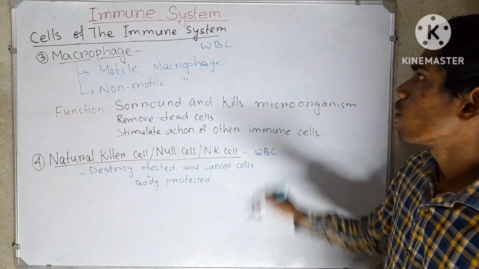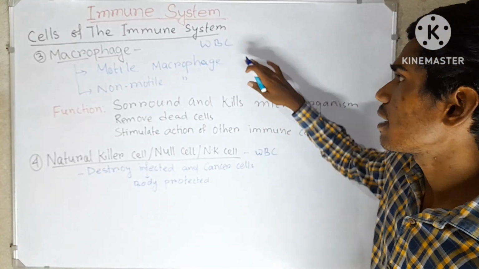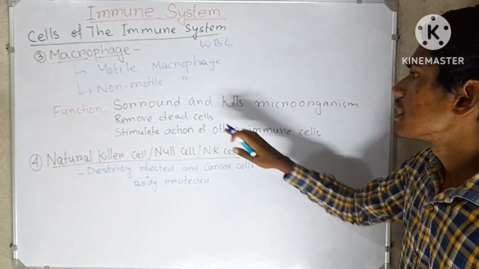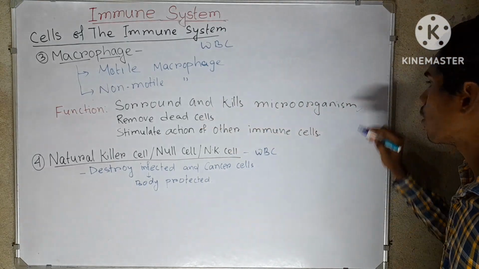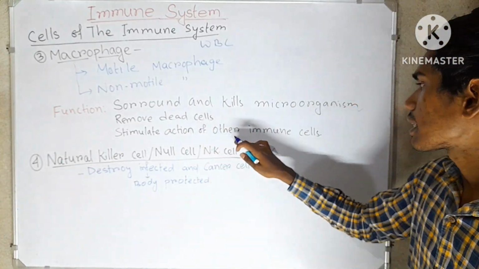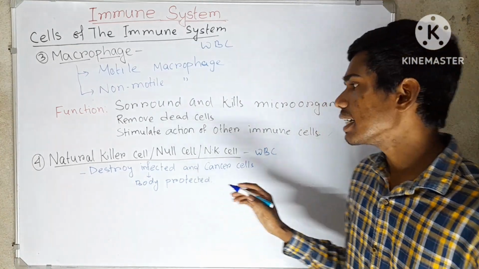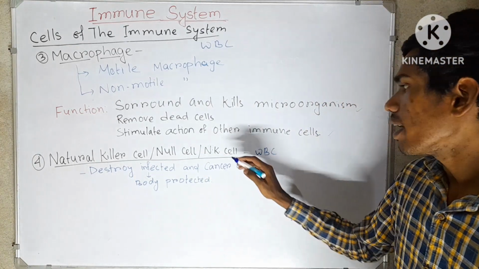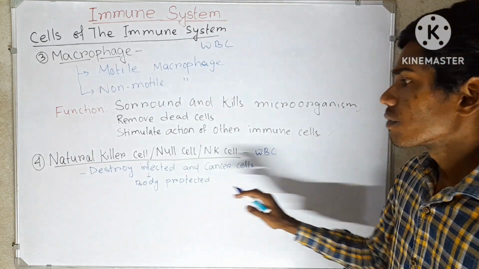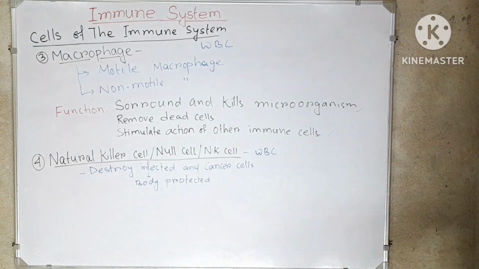Macrophages are found in white blood corpuscles. There are mainly two types of macrophages. These are motile macrophages and non-motile macrophages. Their main function is surrounding and killing microorganisms and removing dead cells to stimulate the action of other immune cells. Natural killer cells, or null cells, or NK cells, are also found in white blood corpuscles. They destroy infected and cancer cells so that our body is protected.